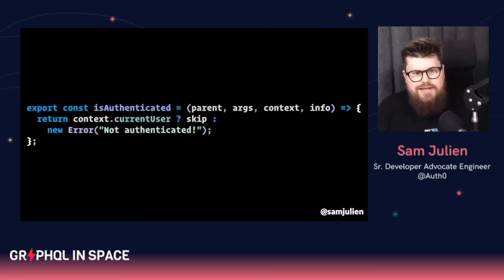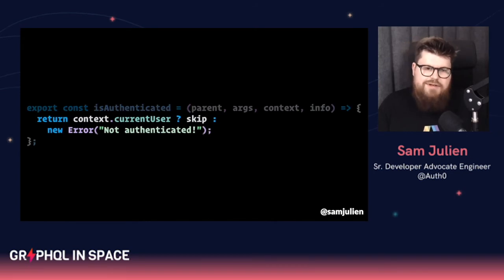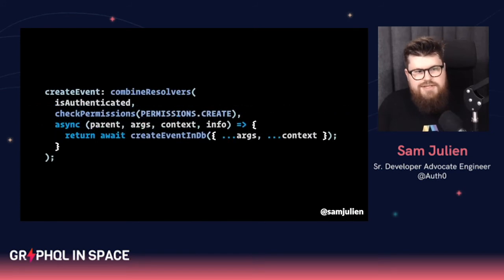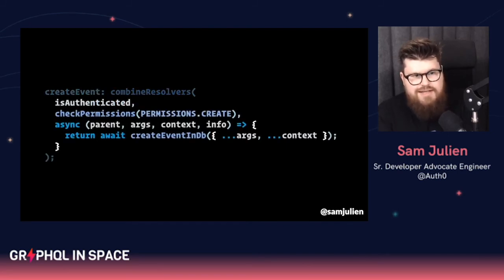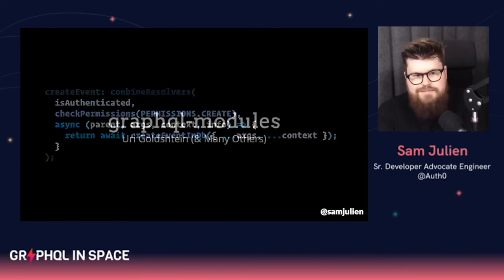So we have our isAuthenticated, and then what's nice is we can just check if we have a user, and if not, the GraphQL Resolvers library provides this skip function that basically just means, don't do anything and move to the next thing in the sequence. So here's how this looks with this library. What's nice is we have this combine resolvers function that this library provides us, and so then we can chain together, compose together the other functionality that we need. So we have isAuthenticated, followed by check permissions, followed by the creation in the database.